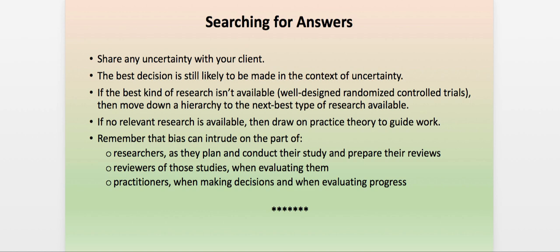And if the best kind of research isn't available, that well-designed randomized controlled trial that Gambrill thinks is the best kind of study out there, then you kind of move down the hierarchy of what comes next. What's the next best type of research, and on and on. And if there isn't any research available, then you're going to wind up drawing on practice theory to guide your work. And just keep in mind also as you're looking at these studies, and I'll just say this finally, that bias enters, and this is where I started out, bias enters on all levels. I think researchers have a bias oftentimes as they plan and conduct their study and prepare their reviews.